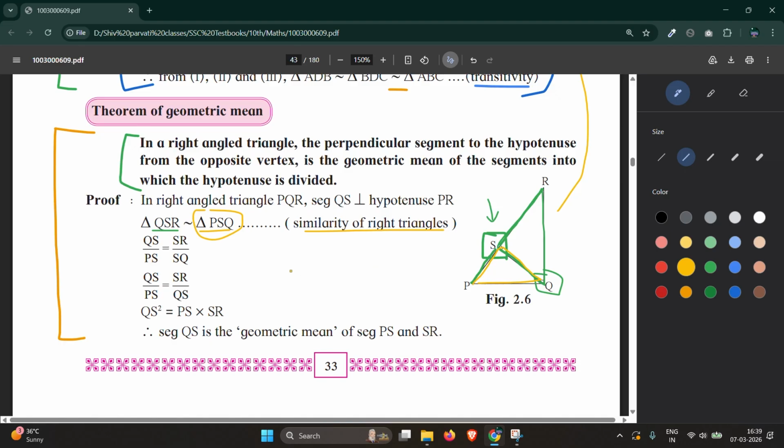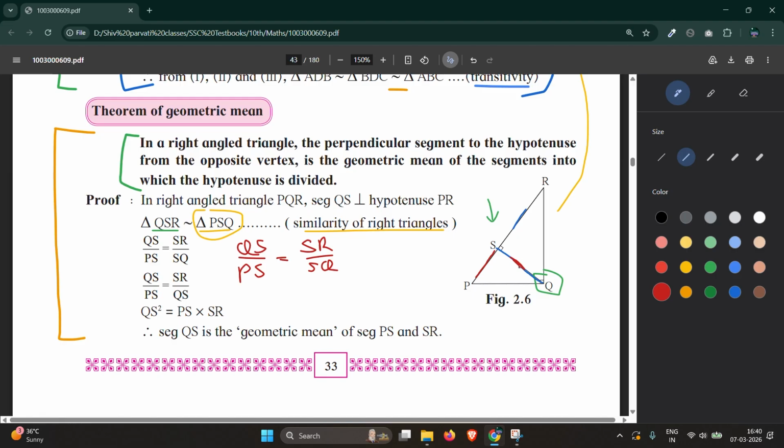But because of that, we can say that QS, which is this side over here, the altitude side, QS upon PS, is equal to SR upon SQ. So what is SR? SR is this side over here, and this upon SQ. Now you're thinking, why are we taking these sides? So from the first triangle, we took this side and compared it with this side from the second triangle. And then again from the first triangle, we took this side and compared it with the second triangle over here.